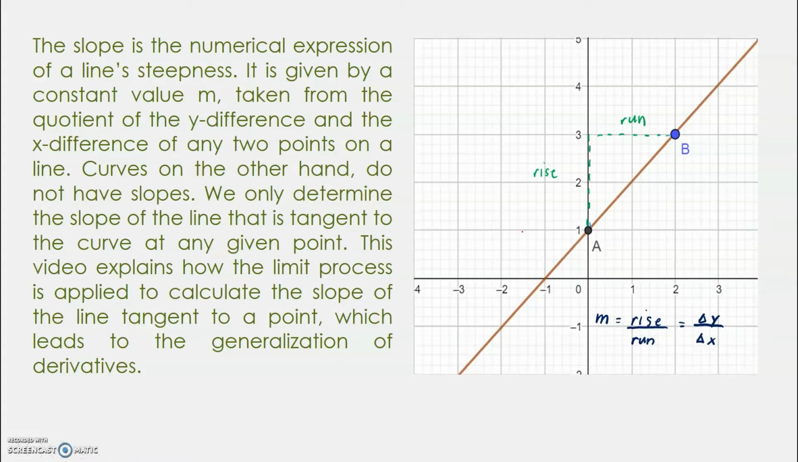So the slope is a numerical expression of a line's steepness. We already know that since junior high school. It is given by a constant value m from the quotient of the y difference and the x difference of any 2 points on the line. Curves, on the other hand, do not have slopes. We only determine the slope of the line that is tangent to the curve at any given point.